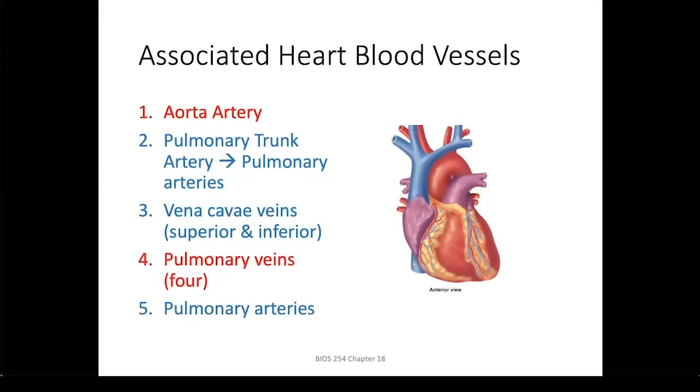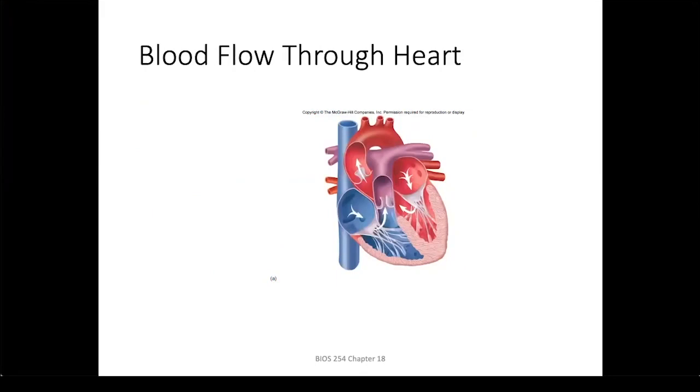The pulmonary arteries are taking blood away from the heart. Recall that they are branches of the pulmonary trunk artery. You will need to be able to trace blood flow through the heart. The blood returns back to the right atrium by the superior and the inferior vena cava. From the right atrium, it goes through the tricuspid or right AV valve into the right ventricle.